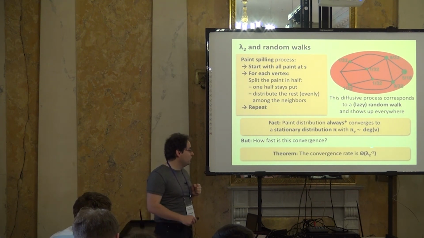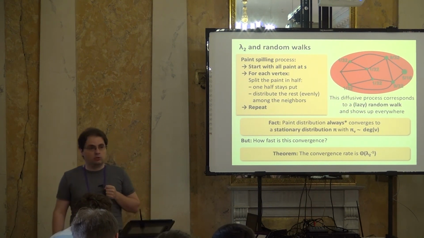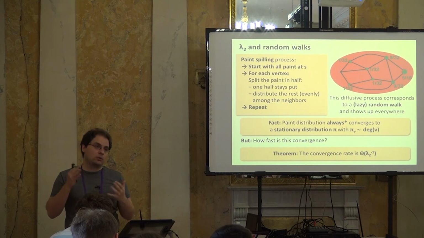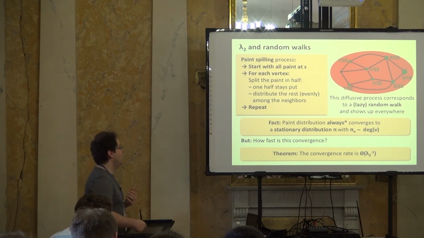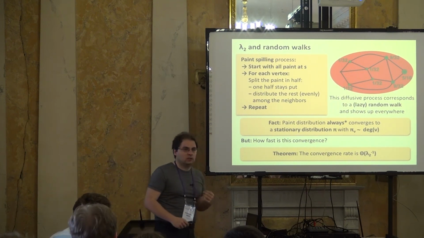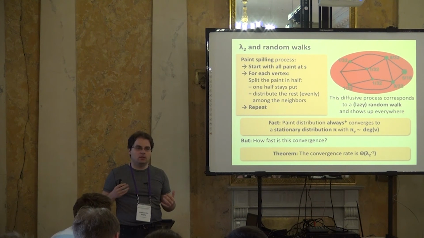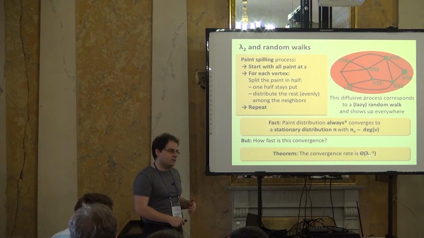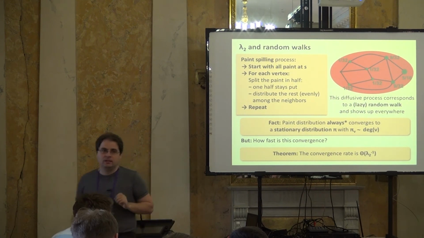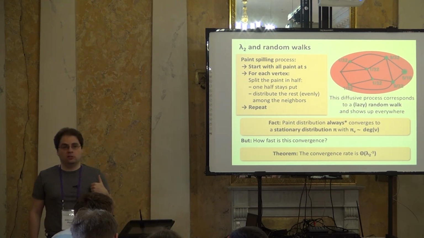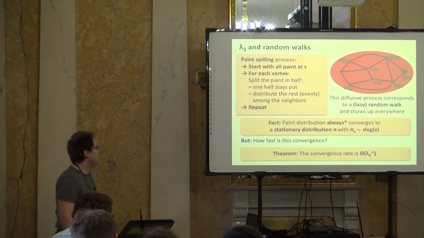It turns out that the convergence is exactly given by the inverse of lambda 2. So for graphs that are well connected, where lambda 2 is large, there will be very quick convergence to the stationary distribution. For graphs where it is small, when they are poorly connected, in the worst case you might have to wait a long time. The funny thing is that this is not in terms of the conductance, it's in terms of lambda 2 exactly. Lambda 2 is exactly the right quantity that governs the convergence of this process.